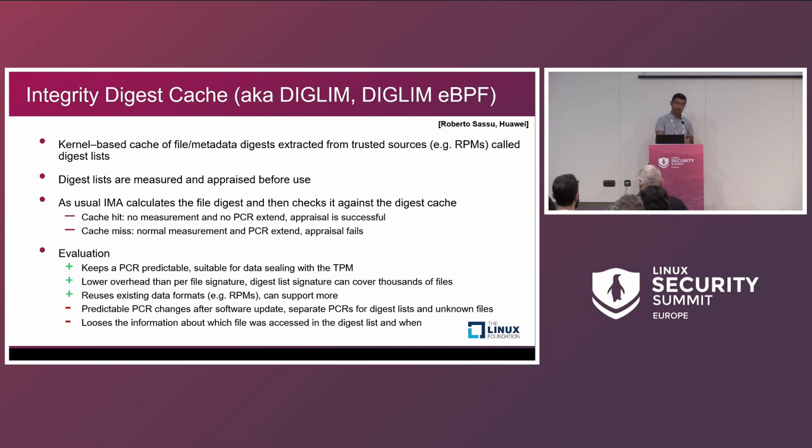And finally, we lose some information. The measurement list that we obtain is not as accurate as the normal measurement list, because we don't know, for example, which file in the digest list was really accessed, and also we don't know in which temporal sequence.